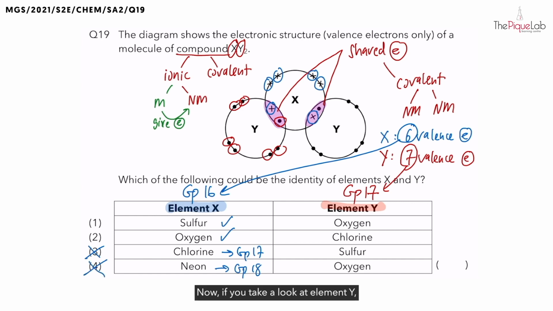Now, if you take a look at element Y, we know we've already eliminated oxygen from group 16 and we are left with chlorine and sulfur, giving us our answer as option 2.